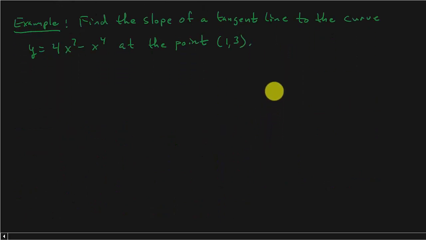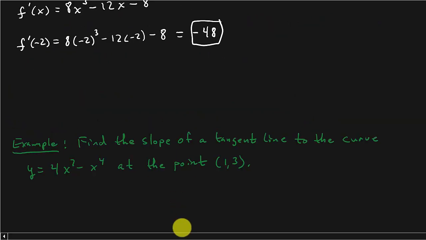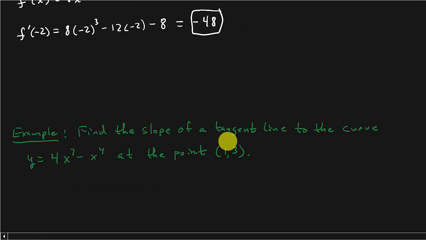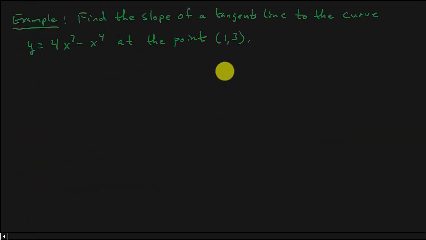All right. So here, find the slope of a tangent line to the curve y equals 4x to the 7th minus x to the 4th at the point 1, 3. Okay, so the directions for this problem, they're different than the directions for this problem up here, right? But guess what? We're going to work it the same way. So what do they mean? They say find the slope of the tangent line to the curve y equals 4x to the 7th minus x to the 4th.